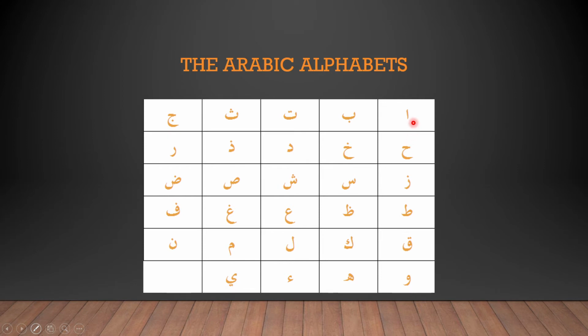Once again, alif, ba, ta, tha, jim, ha, kha, dal, dhal, ra, za, sin, shin, sad, dad, ta, za, ayn, ghayn, fa, qaf, kaf, lam, mim, nun, waw, ha, hamza, ya.